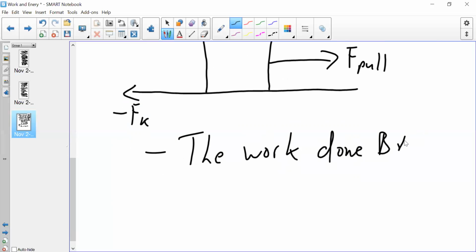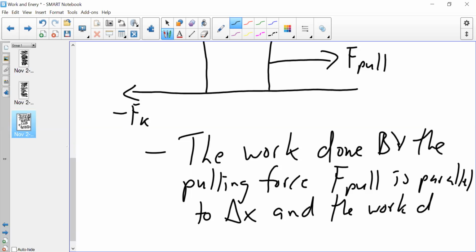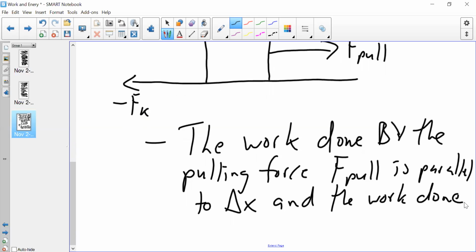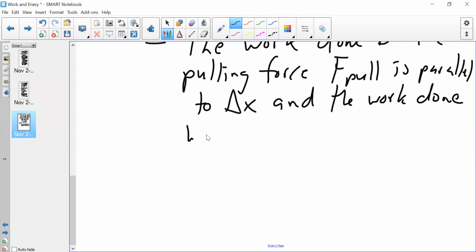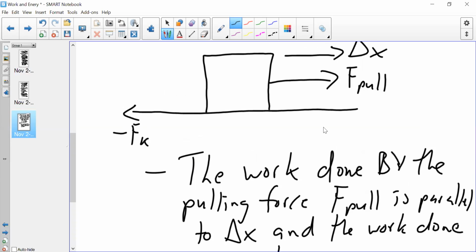So the work done by the pulling force, F pull, is parallel to the displacement. And the work done by friction. So we have two forces that are going to be doing some work. Why is that? Can someone remind me why it's only these two forces that are going to be doing work?